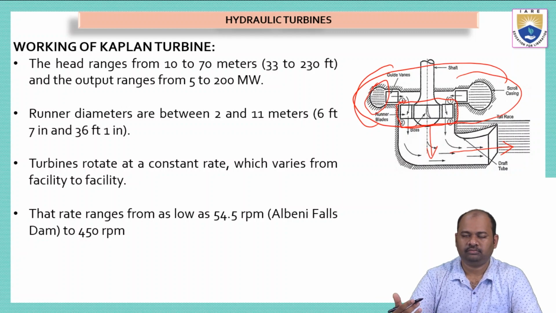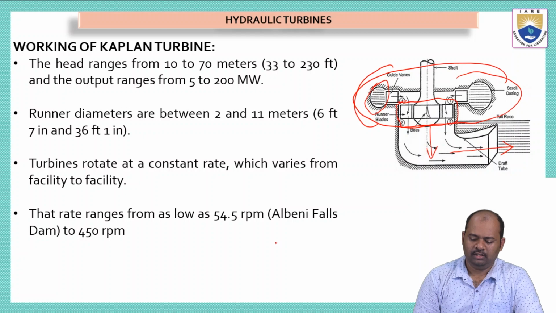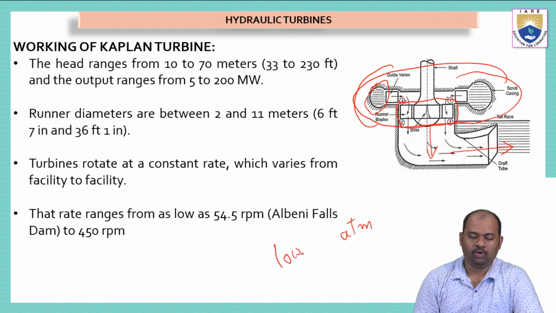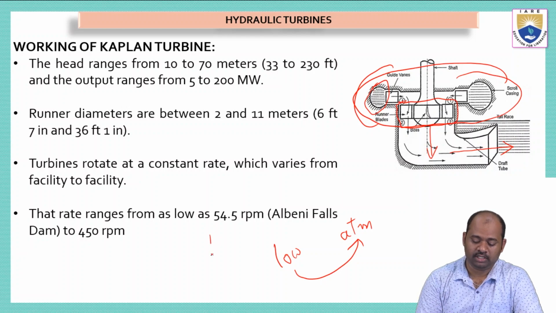It is low. So generally what happens? The pressure inside the casing is low when compared to atmospheric pressure. Water can easily flow from high pressure to low pressure, but here we want to remove the water from low pressure to high pressure. That is why we have to design the draft tube, which is attached to the turbine casing, in such a way that its cross section is increasing. It has an increasing cross sectional area.